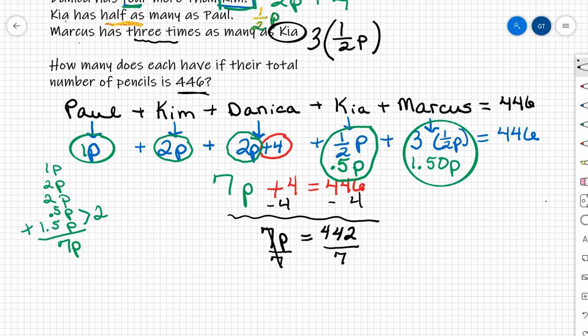7 divided by 7 is 1. So P is going to equal, and I'm going to do that math over here because I don't have a calculator with me right this second. I know there's one on my computer, but it's too hard to get to.